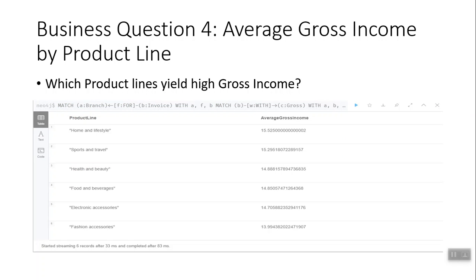Business question 4, average gross income by product line. Which product lines yield high gross income? This is from a nice high level perspective, regardless of branch. We are able to see that home and lifestyle and sports and travel have the highest average gross income, pretty significantly compared to health and beauty. And by significant, I mean the whole number going up to 15 out of the 14 range. I really view that as a kind of breakaway compared to the rest. And as you can see, this lists all 6 of the possibilities of a product line node.